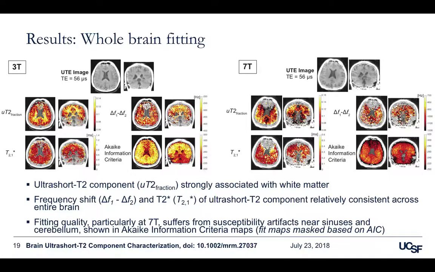Another thing we can see in these maps is that the frequency shift of the ultrashort component does not seem to have much correlation with the anatomy, nor do the T2 star values, these T2 star ones that we're measuring of this component. They're relatively consistent across the brain.